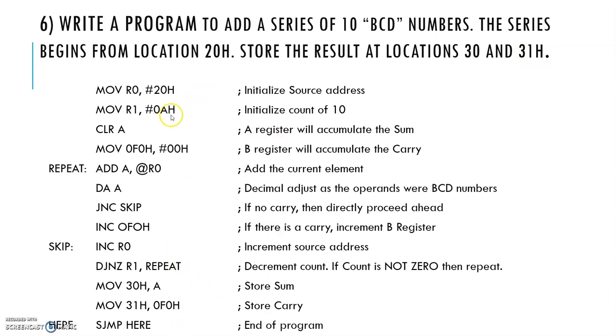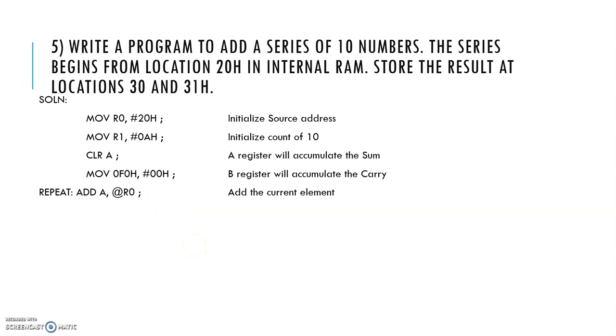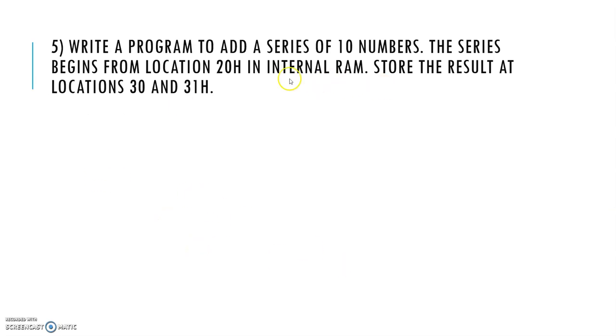So this is the program for BCD addition to add a series of 10 numbers starting from location 20 hex. So the same program, you have a homework program, that is the same thing that you need to do for a normal addition. This is also in the internal RAM. So normal addition, the same program, this you have to do as a homework program.